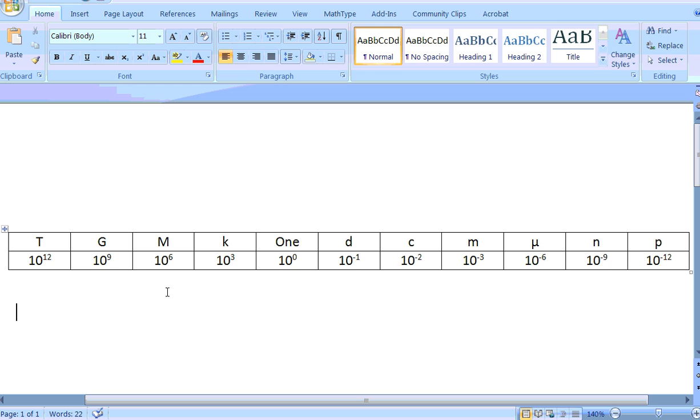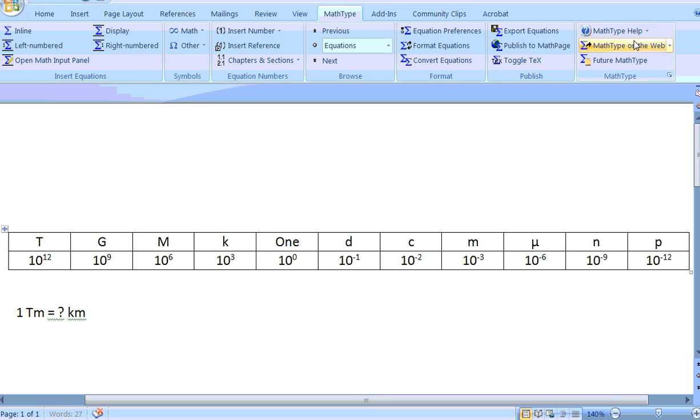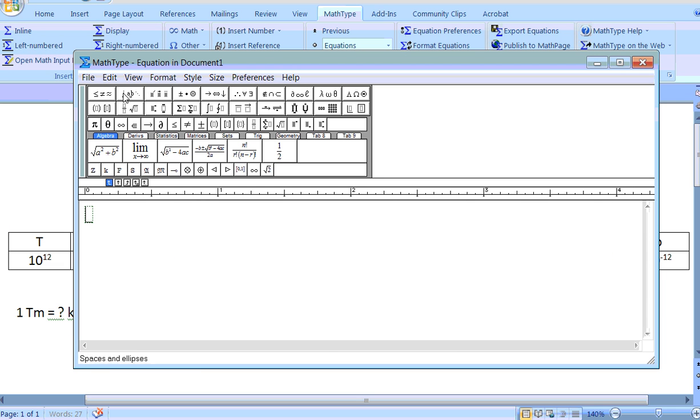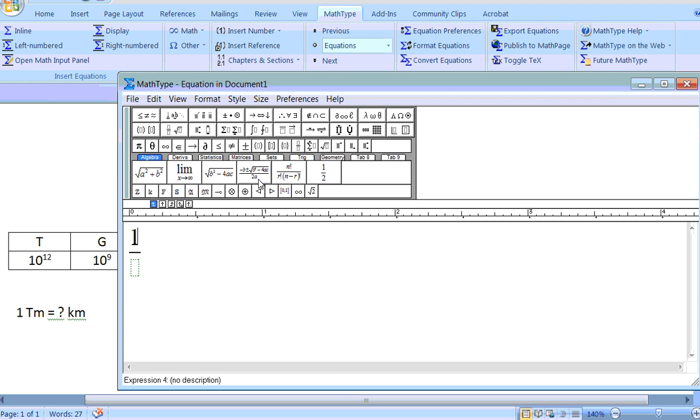All right, so when we do conversions, if I say that I have 1 terameter, and I want to know how far that is in kilometers, we always start with what we know. So we have 1 terameter, and we're going to multiply that out. And we'll put another little bracket on there.